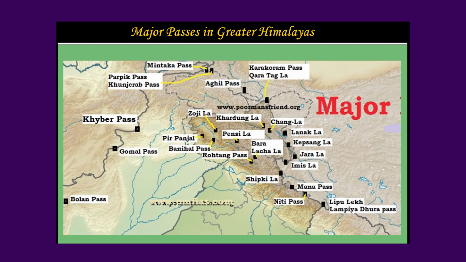The main passes exist in this range, namely Baralachala, Shipkila, Nathula, Sojila, etc. The Ganga and Yamuna rivers originate from these Himalayas. It remains snow-covered throughout the year, resulting in the formation of glaciers and some perennial rivers.